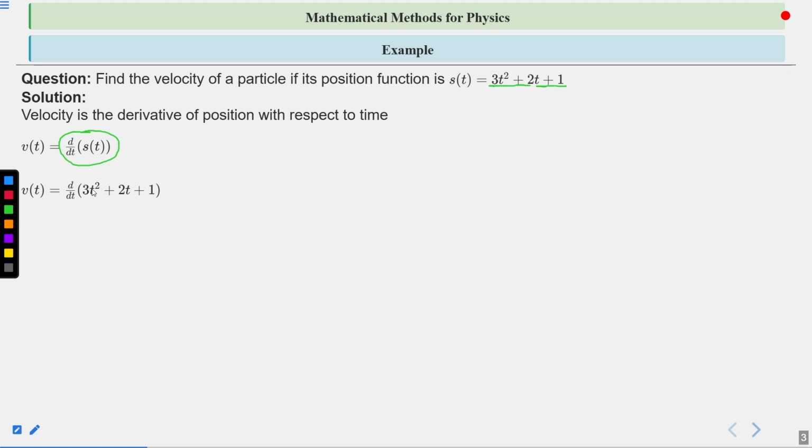So, taking the derivative, it will be 6t plus 2 meter per second. Meter per second is the unit of velocity. Now, the rule of derivative is to take the power outside and multiply it with the constant term. So, it will be 3 into 2, which is 6, and minus 1 from the power. So, t to the power 2 minus 1 is t. So, 6t plus, and this one becomes 2. So, this is the velocity.